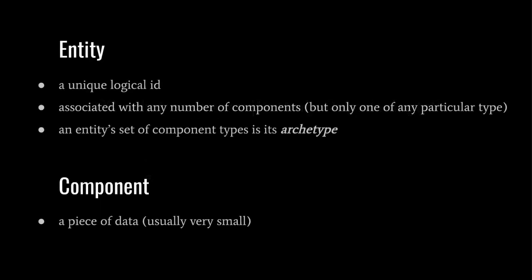So an entity, again, is just a unique integer ID number, and an entity can have associated with it any number of components. For a single component type, however, a single entity can have only one instance of that type. The set of component types associated with an entity is called its archetype. Like the columns of a relational table, there's no sense of order to the components, so say an archetype consisting of components A, B, and C is the same as an archetype of components C, B, and A, or B, A, and C, etc. Order doesn't matter.